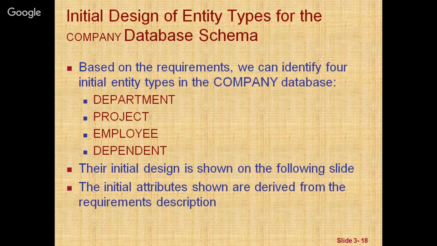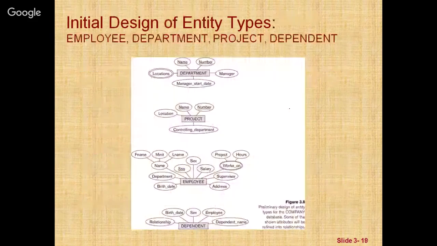So based on the requirements, we can identify four initial entity types in the company database, that is department, project, employee, and student. So an entity type department, please refer to this diagram.